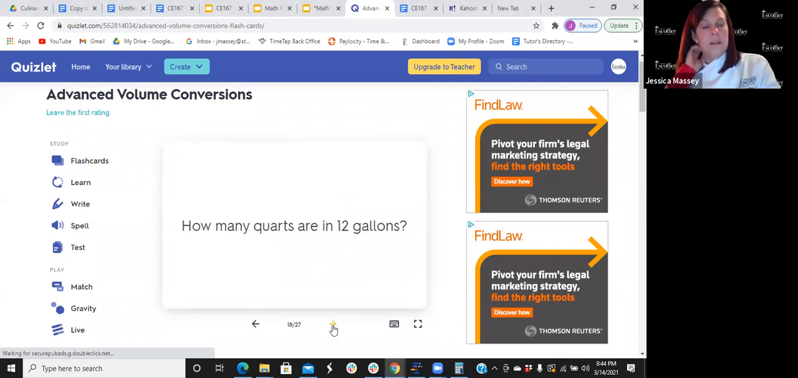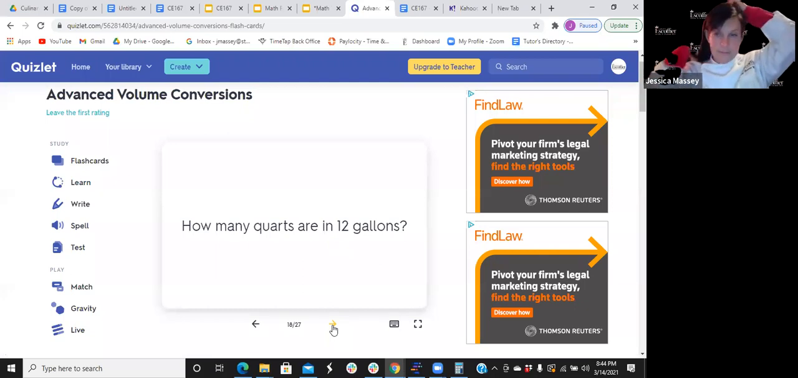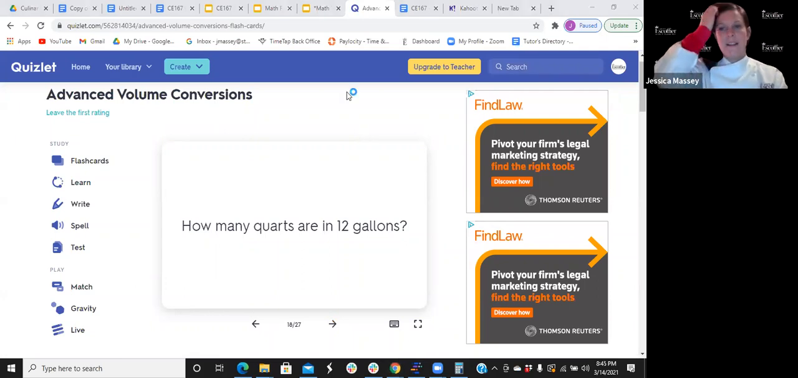Try a couple more. How many quarts are in 12 gallons? See some different answers in there. So a quart is smaller than a gallon. So we are looking for a smaller unit. So because we're looking for a smaller unit, we would multiply.